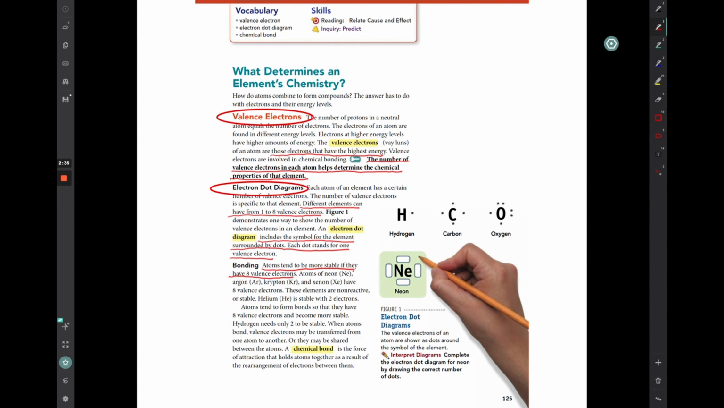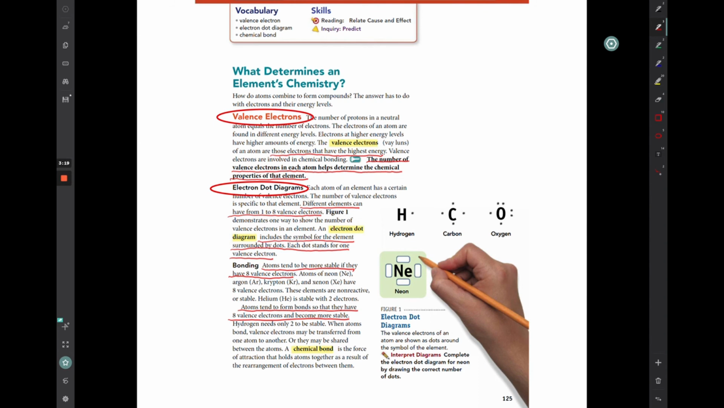And when we get back in person, we're going to talk more about how these electrons configure. But for now, just know that the valence electrons, or the outermost electrons, can be anywhere from 1 to 8. The more valence electrons they have, the more stable they tend to be. Atoms tend to form bonds so that they have 8 valence electrons and become more stable. If they don't have 8, they will combine with other elements so that their combined outer electrons form 8 and they become stable.